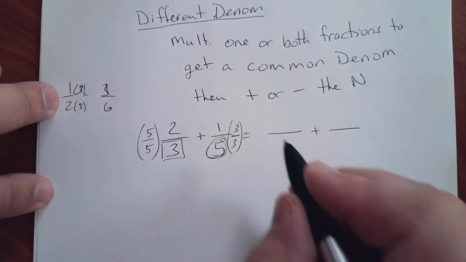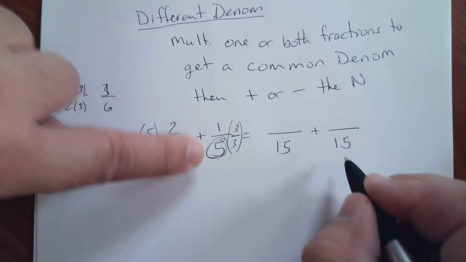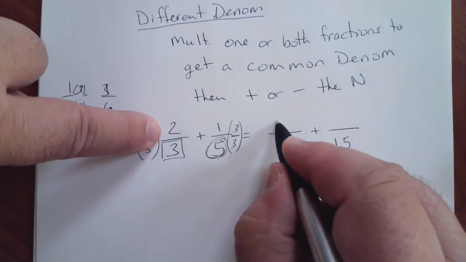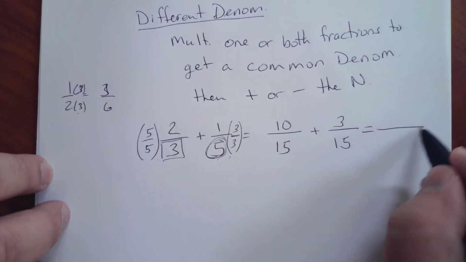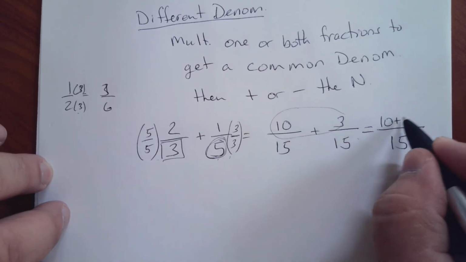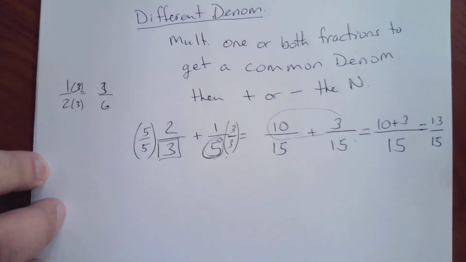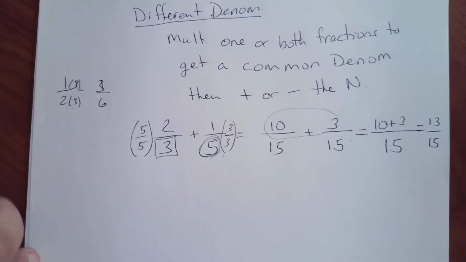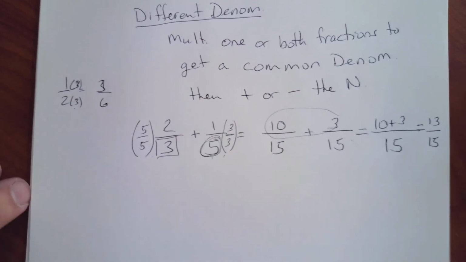So what's the number on the bottom? 5 times 3 is 15. 5 times 3 is 15. On the top, 5 times 2 is 10. 1 times 3 is 3. You have a common denominator, so just worry about the top. 13/15. There's your answer. Calculators won't work too well in this course because a lot of times it doesn't want decimals. It wants fractions. So you gotta learn how to do this.